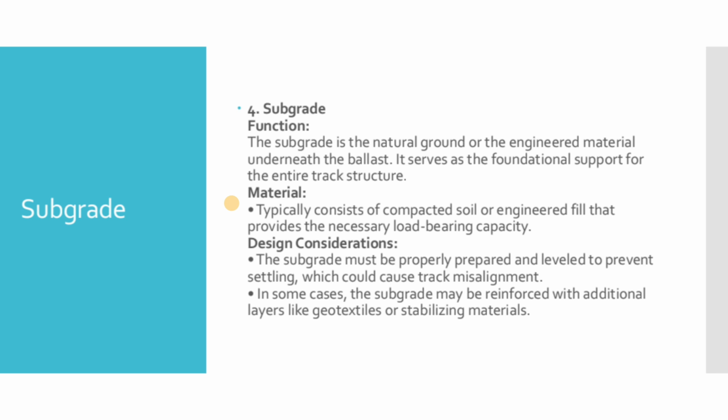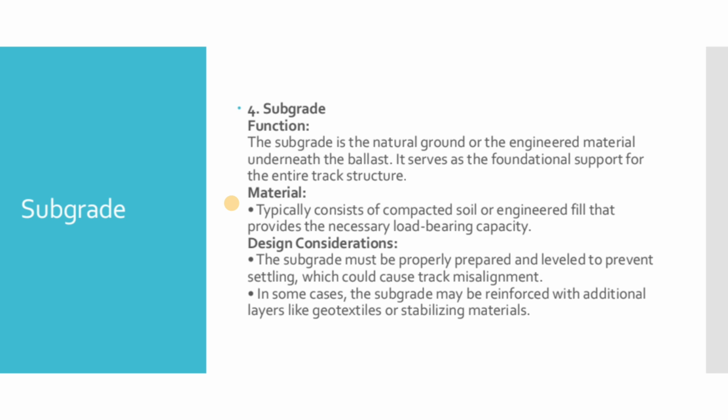Now, design consideration. The subgrade must be properly prepared and leveled. As I told you, it has to be leveled. It cannot be up and down. This is to prevent settling, so it should not get settled in, let us say, the rainy season, or in any season, or shrink or warp, which could cause track misalignment. If the subgrade is not proper, if the subgrade settles down, then all the structure will collapse. All the structure means, as you saw, the ballast, the sleepers, the rails will collapse, and it will be a major problem.